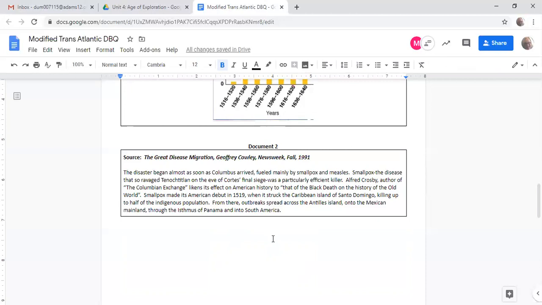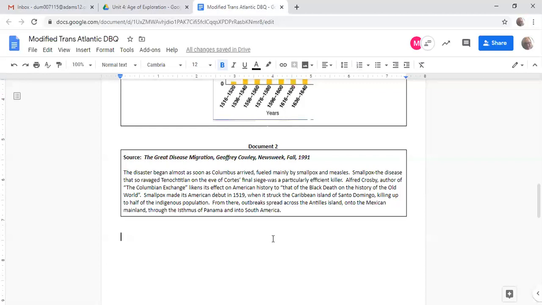Now, for sourcing this document, I think I would want to source this for purpose. I don't really know too much about the author. I could say his point of view is simply a factual point of view. He's very plainly explaining the impact that smallpox had on the Native Americans, and that would make sense. He's writing an article called The Great Disease Migration, so he's trying to explain how diseases migrate, and this is why he's telling us how it migrated into the Americas.